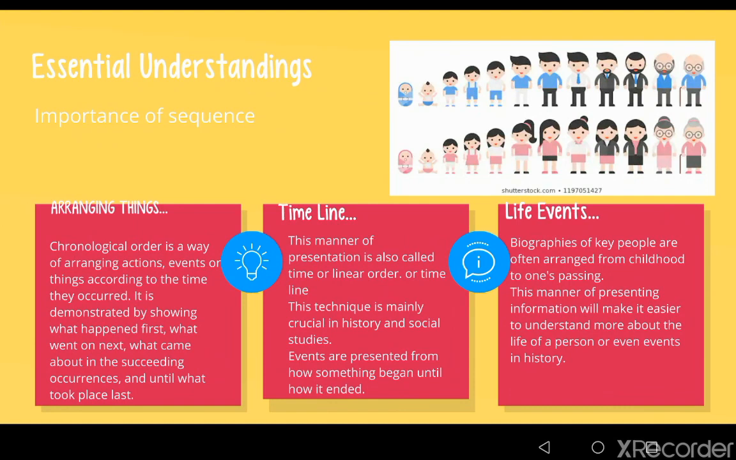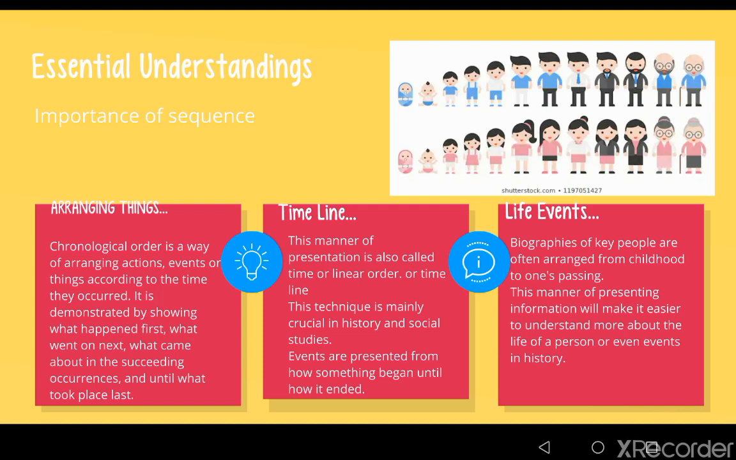Essential understandings. Here we're going to talk about the importance of sequence. We have three types of sequence. Arranging things: it means that chronological order is a way of arranging actions or events according to the time they occur. Then we also have a timeline.